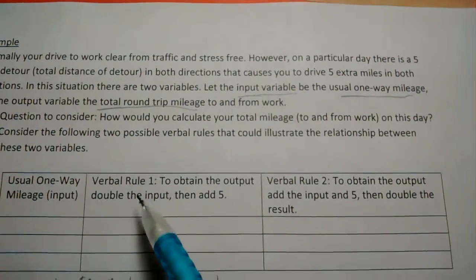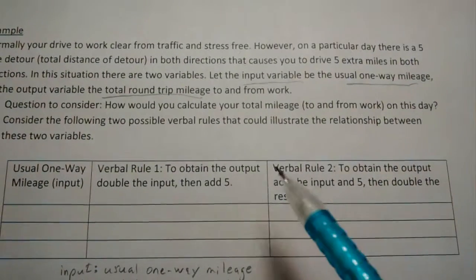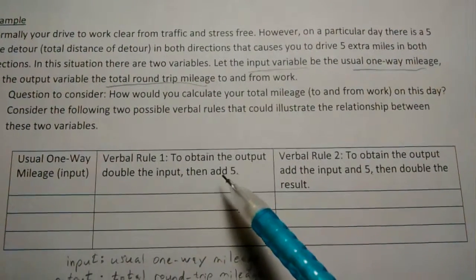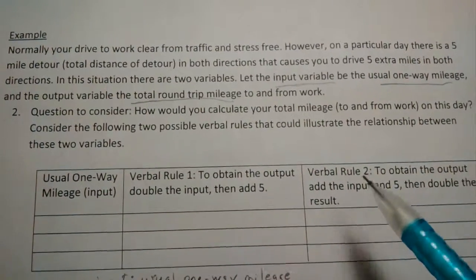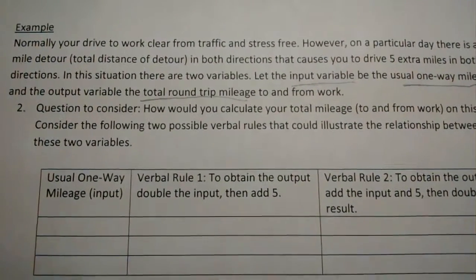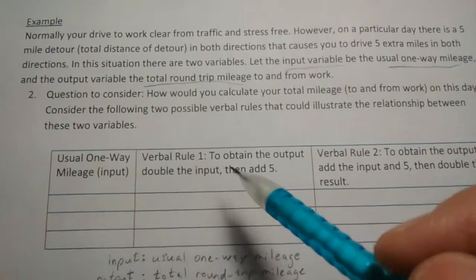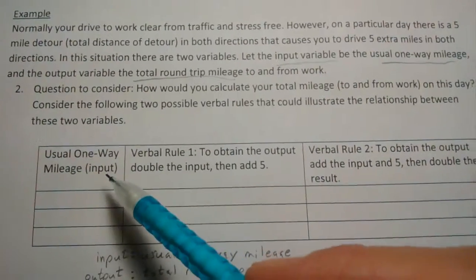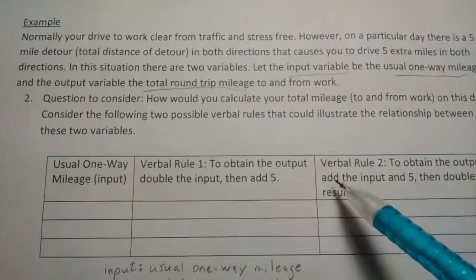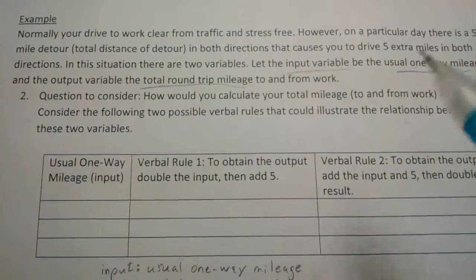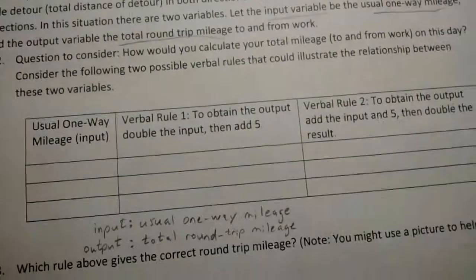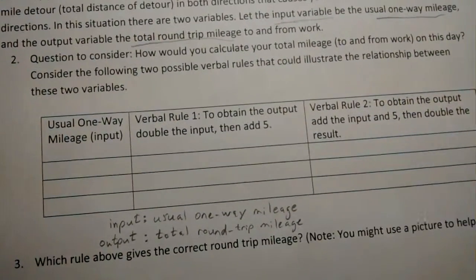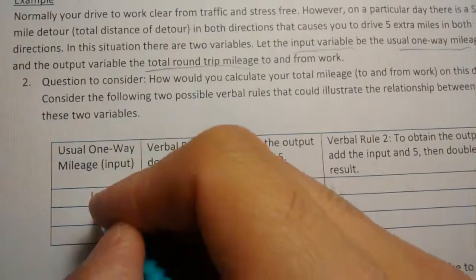So here are two possible ways to describe how you could calculate. And I'll give you a hint. One of these is right, one of them is wrong. So this is what we're going to challenge you with in your reading in this section. So these are just possible, and you may have a feeling of which one's right. But let's take a look here. This usual one-way mileage, let's say it's something easy like 10 miles.